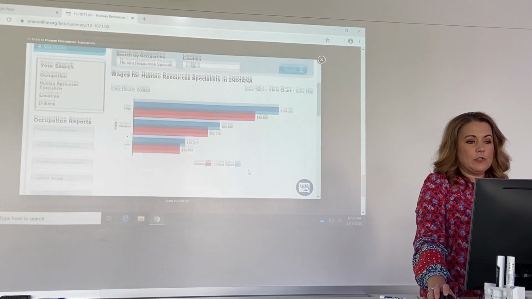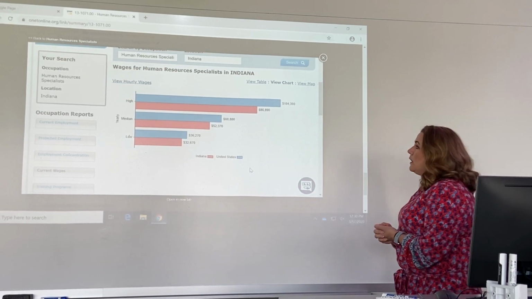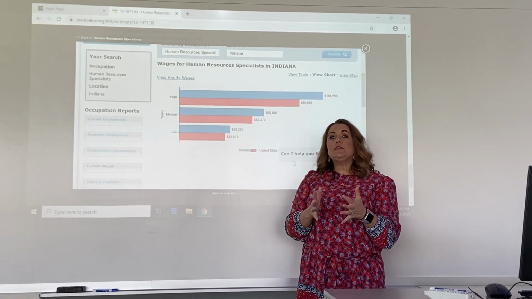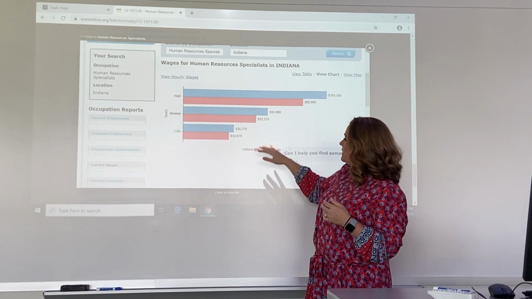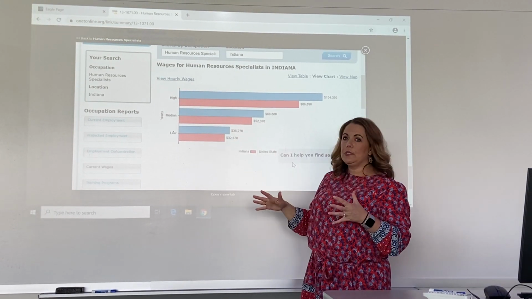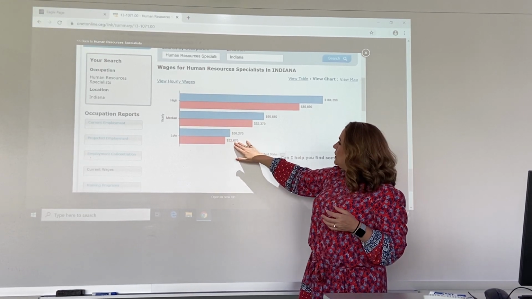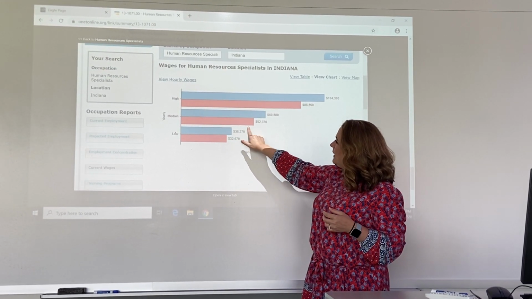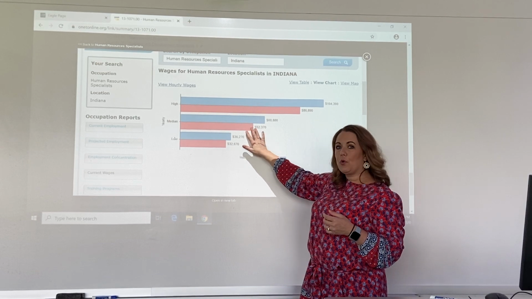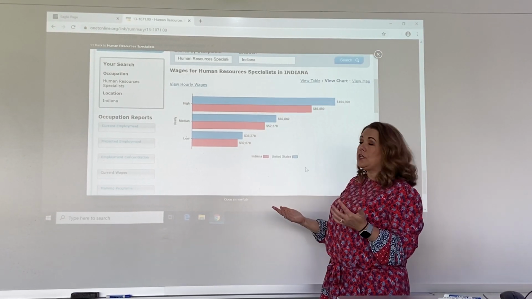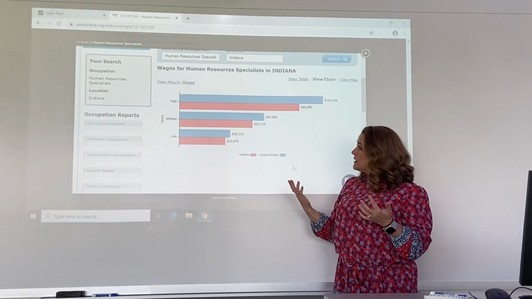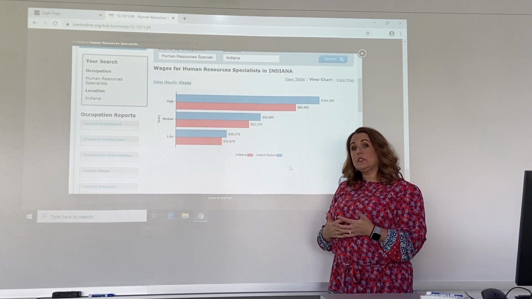And it's going to come up with this chart. Now, if you're going to stay in the Evansville area, we're going to be sort of in the low to median. So red is Indiana and blue is national. So we're looking at probably around 40. So you would say, according to ONET, it seems like the salary is around $40,000.